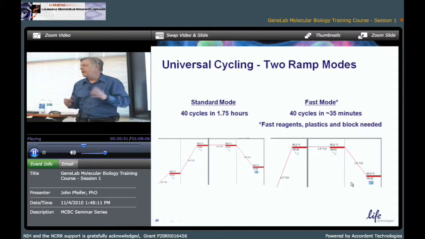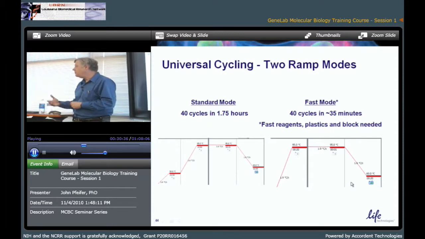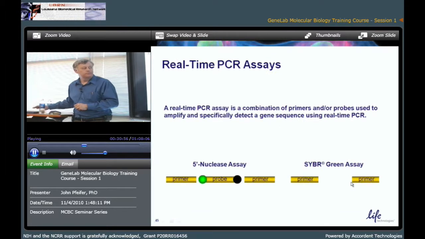So if you have a fast mode capable real-time instrument, that would automatically mean you'd be using fast plastics, fast plates, for example, and you would use fast master mix. So in standard mode, 40 cycles would take about 1 hour and 3/4, whereas in fast mode, 40 cycles would take about 35 minutes. A lot of people are enjoying that data quicker. Of course, real-time assays, though, are the same. We don't have fast and standard assays; the assays are the same.